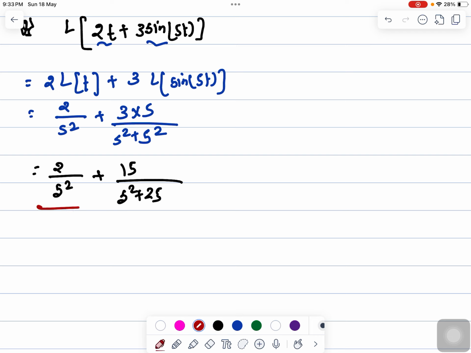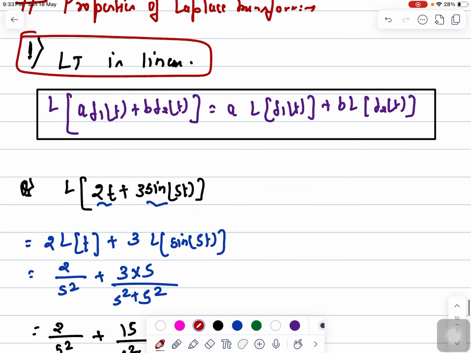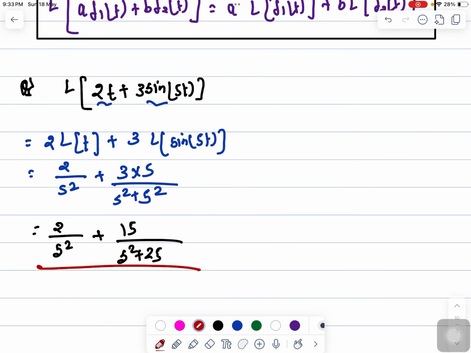So this is how you can calculate these things, and you can use the concept that Laplace transform is linear. When the functions are in the form of a linear combination, you can take the Laplace transform while separating the functions, something like that I told you.